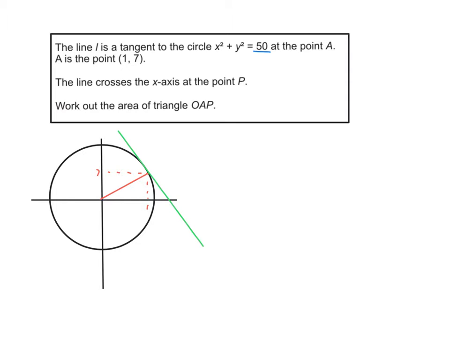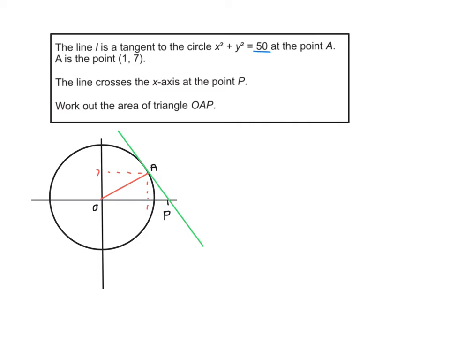Work out the area of triangle OAP. So let's just label our points. So O is obviously the centre, A is the point where the radius meets the tangent, and P, the line crosses the axes at the point P, so that's this point here. Okay, so I've got my sketch drawn.